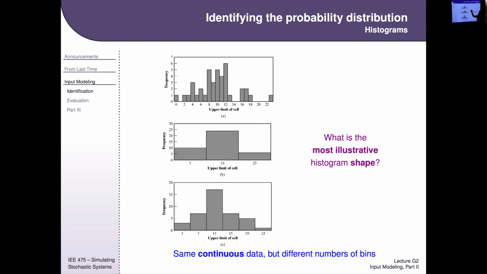I would argue that this one here is too few bins, or too wide bins, because here I've lost all of the real variance in the data.